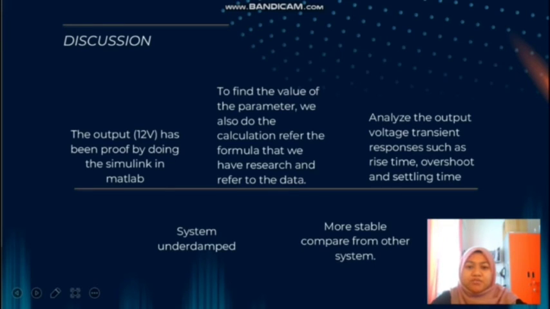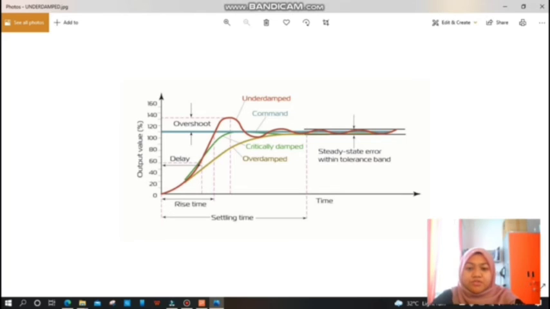By looking at the waveform, the graph that we got is underdamped. For this project, underdamped is the most stable system compared to other systems. From the previous slide, which is the result, we can see the graph like this, which is underdamped. For the boost, we got underdamped, and from this to this is the overshoot, the settling time from this, and the rise time. Thank you.